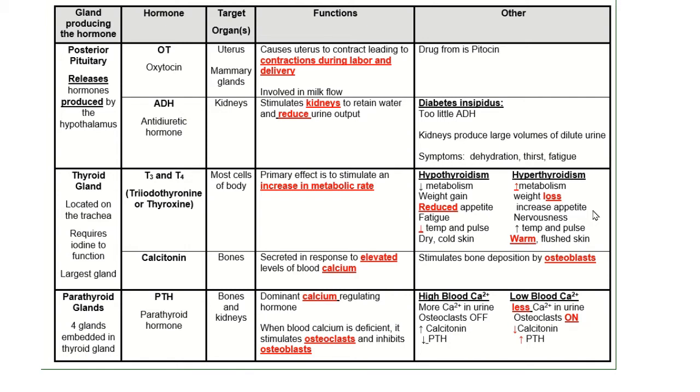So you have an increase in metabolism, you have weight loss, increase in appetite, nervousness, increase in temperature and pulse, and warm flushed skin because your blood is circulating quickly. If you have hyperthyroidism, they will usually give you 6 to 8 weeks for your body to go back to normal. If after that point your body does not go back to normal, they often remove the thyroid. It is not possible to just take a medication to make this go slower. Thyroid cancer is not that uncommon. They will sometimes put radioactive isotopes in your thyroid to kill it, or they will remove your thyroid.